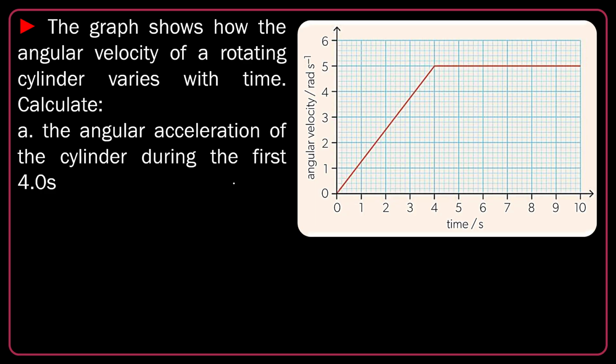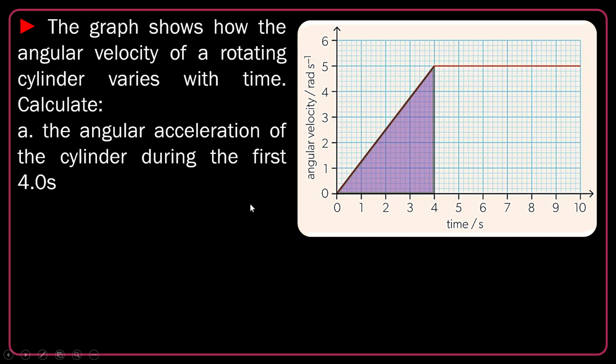Okay, let's go over this equation. The graph shows how the angular velocity of a rotating cylinder varies with time. Calculate part A, the angular acceleration of the cylinder during the first 4 seconds. Look, during the first 4 seconds, I see a linear increase, so it has a constant slope. Then angular velocity, the omega, goes to a constant value and continues forever. No acceleration anymore. So at the beginning it has acceleration. This acceleration is supposed to be the slope of this graph.